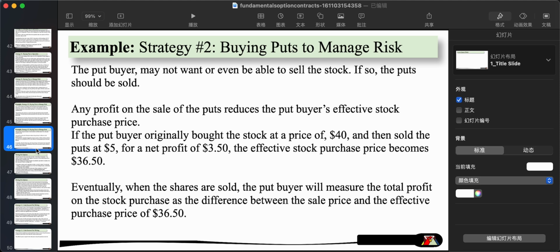Any profits on the sale of the puts reduce the put buyer's effective stock purchase price. If the put buyer originally bought the stock at a price of $40 and then sold the puts at $5 for a net profit of $3.50, the effective stock purchase price becomes $36.5. Sorry for that mistake. Eventually, when the shares are sold, the put buyer will measure the total profits on the stock purchase as the difference between the sell price and the effective purchase price of $36.5.